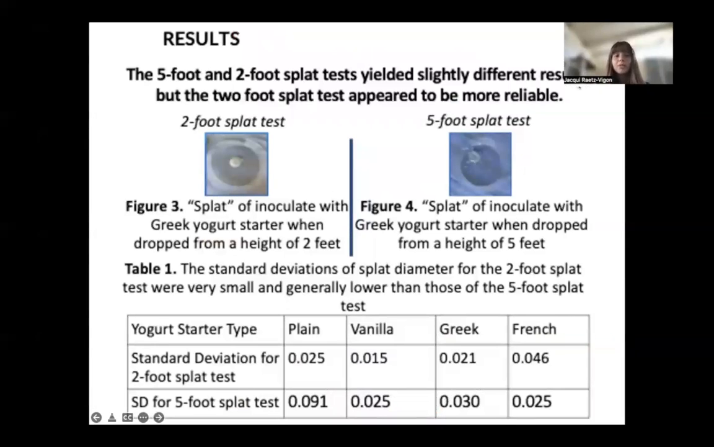From 2 feet, it was easier to prevent human error, while at 5 feet, we had a more difficult time being precise with our drops. Quantitatively, you can see that the standard deviation of the 5-foot splat test is larger than that of the 2-foot splat test, demonstrating the 2-foot splat test's more reliable precision. Because of this, we analyzed our 2-foot splat test data.